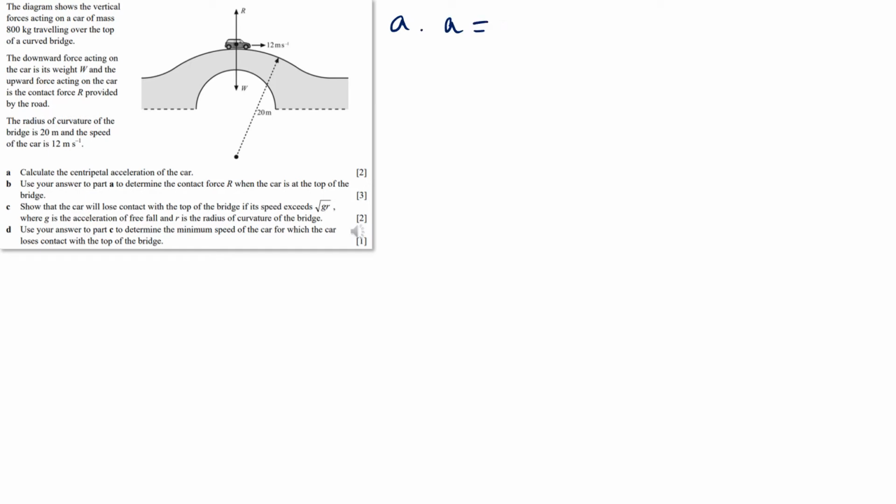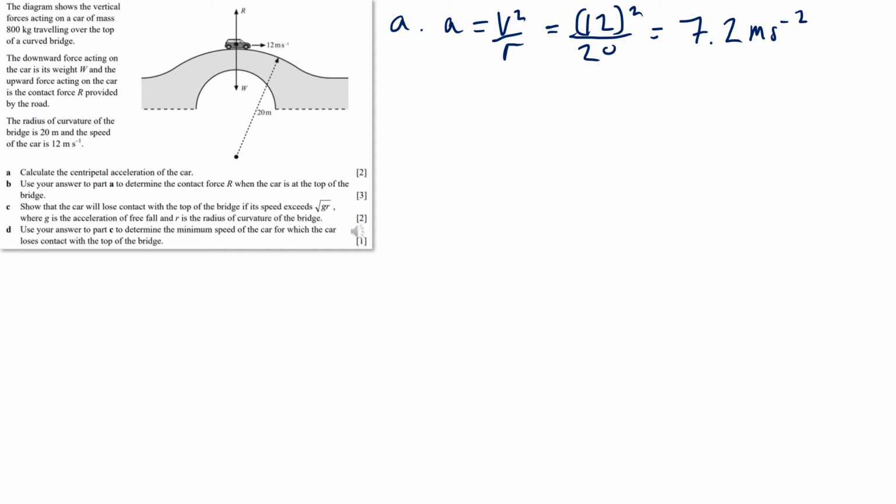The acceleration is equal to v squared over r. v is 12 meters per second, and the radius is 20. So we need to square 12 meters per second and divide that by 20. The answer we get to two significant figures is 7.2 meters per second squared. So that's part A done.